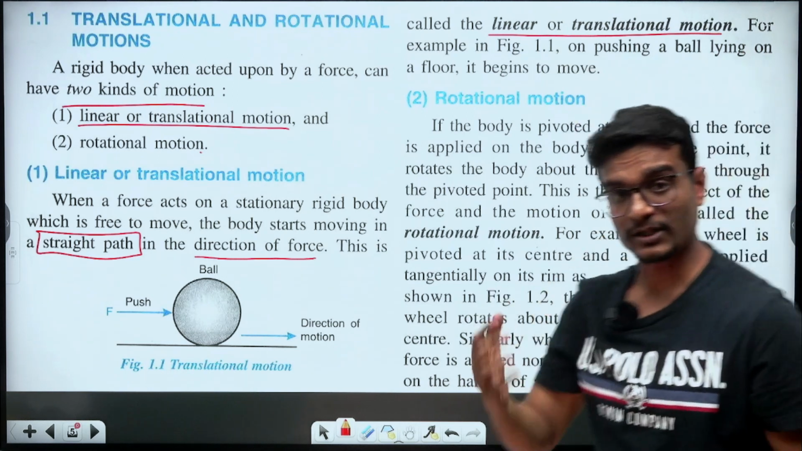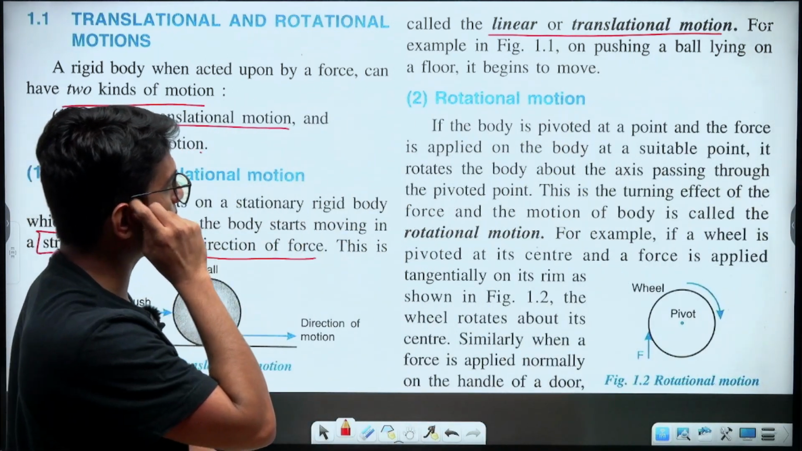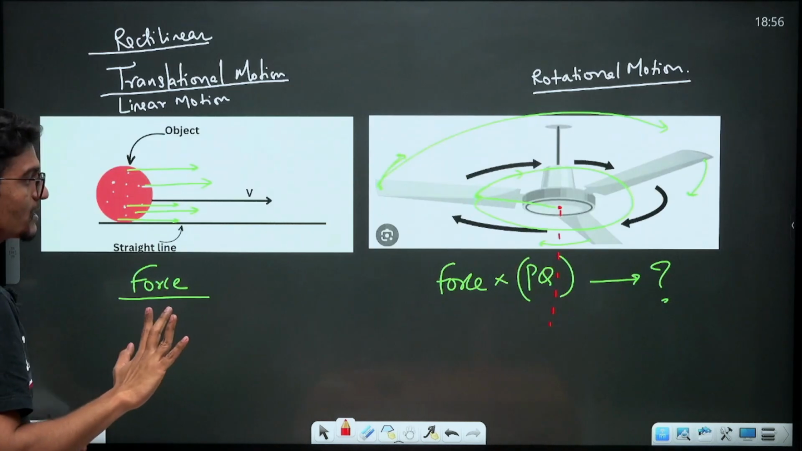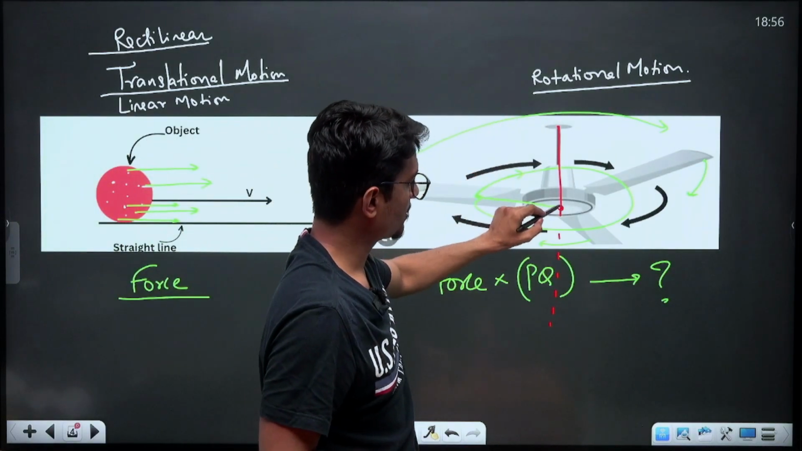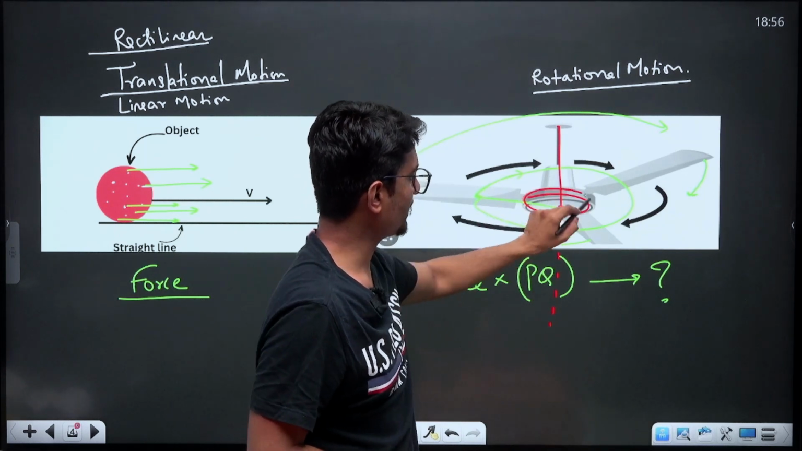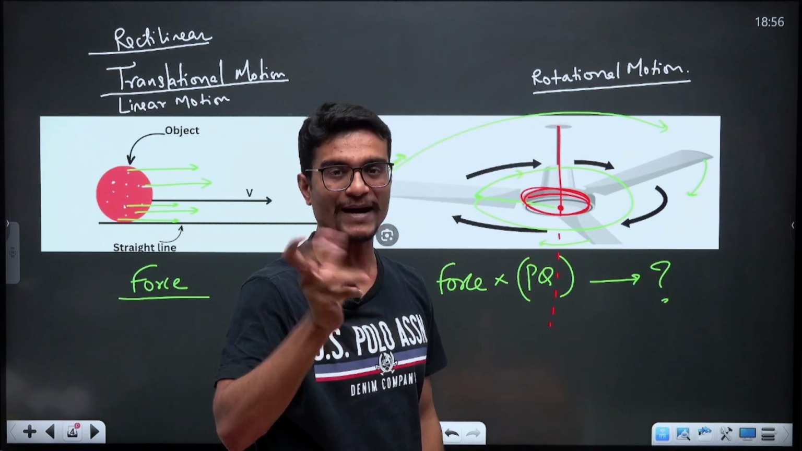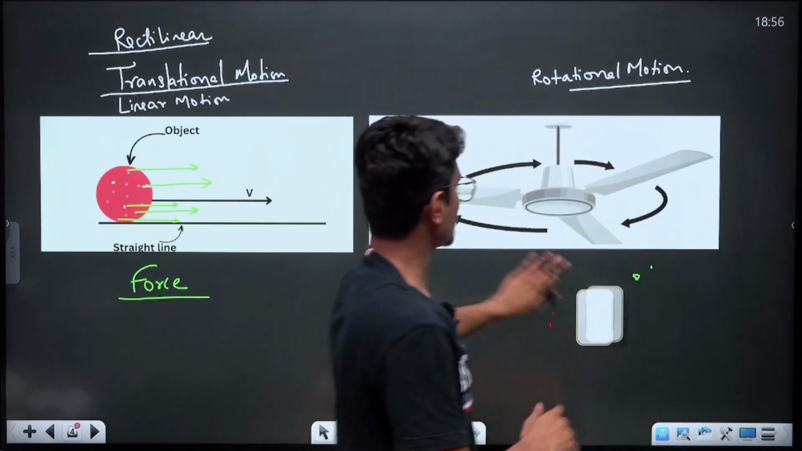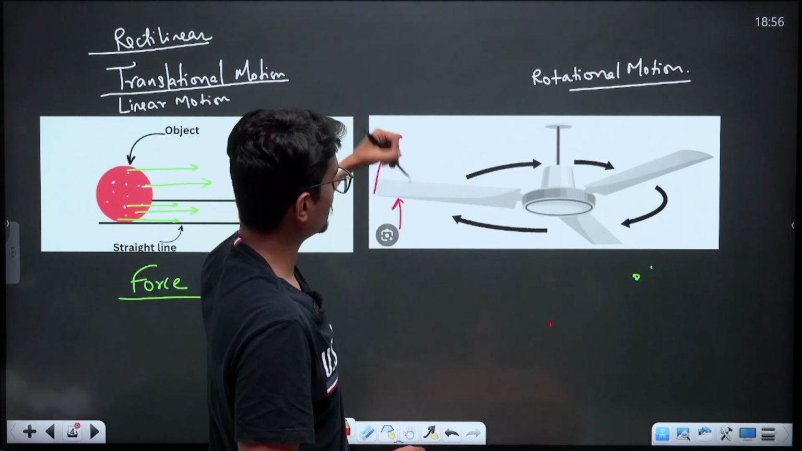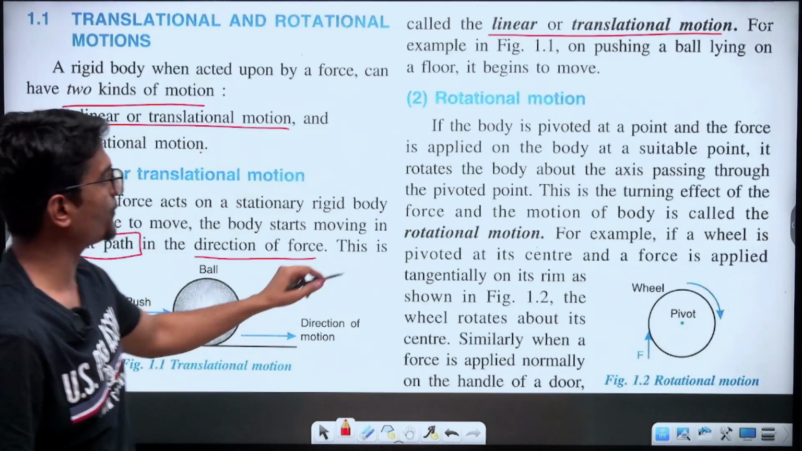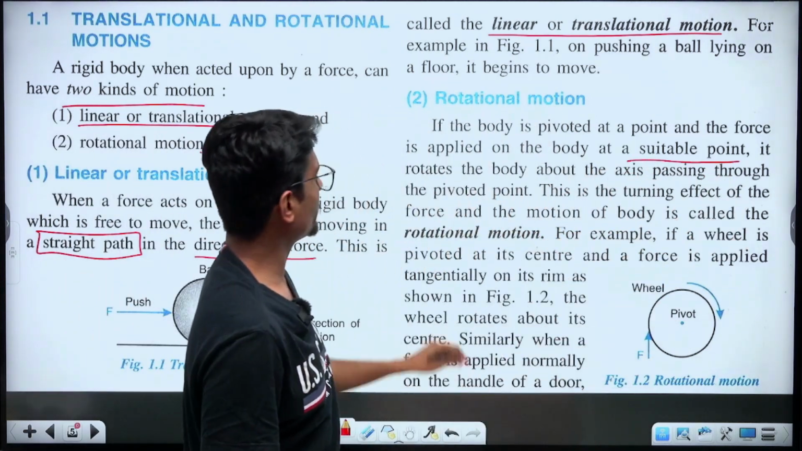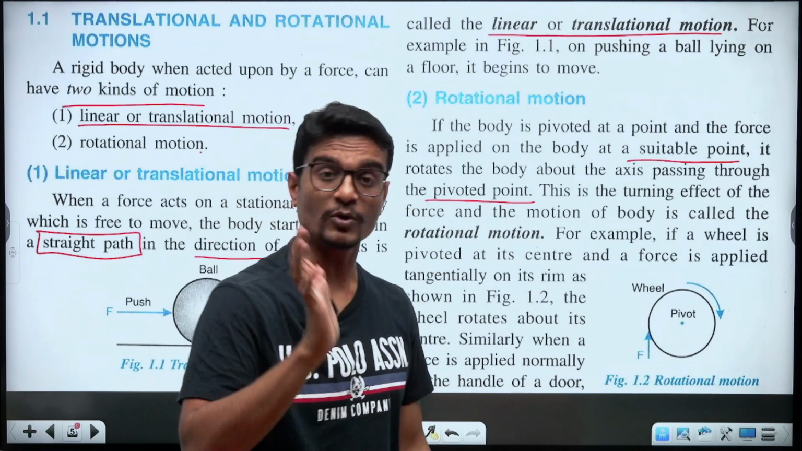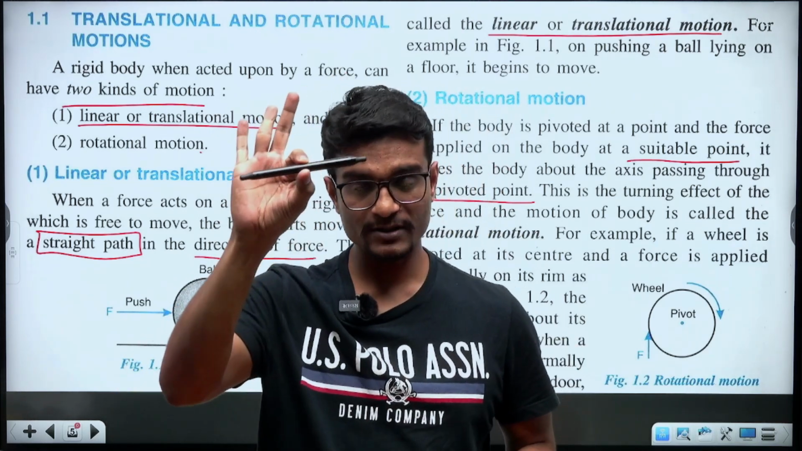Then what is rotational motion? See, if the body is pivoted at a point and the force is applied on the body at a suitable point, what I can tell you is, this body is pivoted at this point and the force is applied somewhere here. There is a coil inside the fan on which there is a magnetic force. Or simply what you can do is you can apply a force with the help of a rod or any stick. You just apply force here and you can see the fan will rotate. So a force is applied at a suitable point. It rotates the body about the axis passing through the pivoted point, and because of which there is a rotational motion.